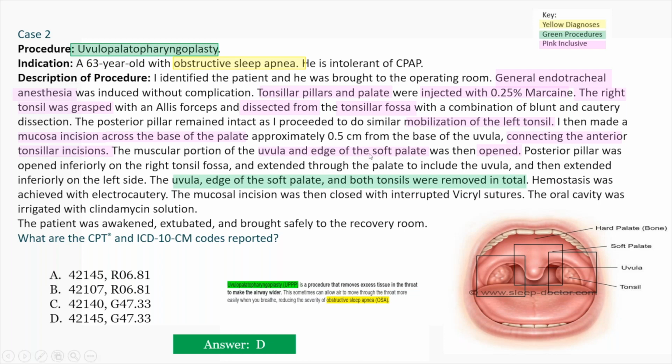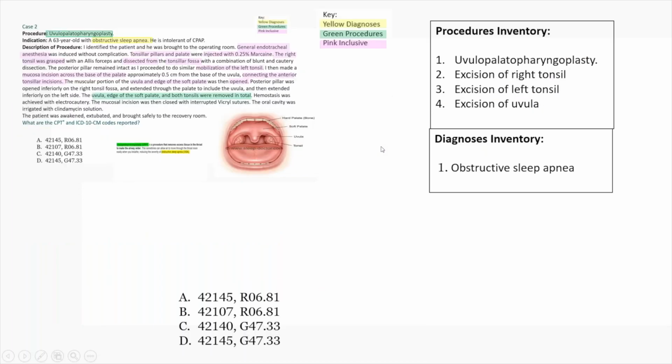Okay, now let's move on to the next step, getting our procedure and diagnosis inventory. The procedure performed is uvulopalatopharyngoplasty. The excision of right tonsil, left tonsil, and uvula was performed, but we won't be coding the excision of tonsils and uvula separately because that is included in the procedure uvulopalatopharyngoplasty. For the diagnosis inventory, we have obstructive sleep apnea. So our principal procedure will be uvulopalatopharyngoplasty, and the diagnosis will be obstructive sleep apnea.